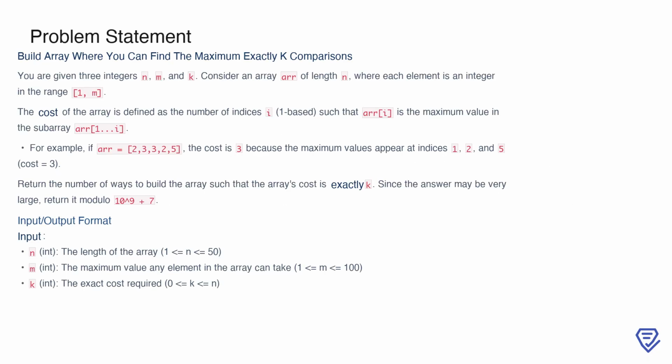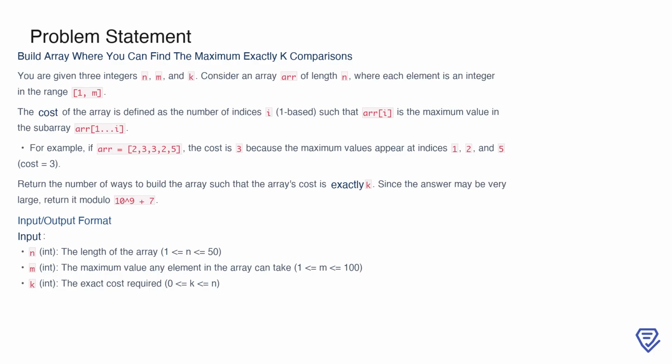In this problem, we need to construct an array of length n where each element lies within the range of 1 to m. The challenge comes from the concept of cost. The cost of the array is determined by the number of times a new maximum value appears as we move from the start of the array to its end. For example, if the array is 2, 3, 3, 2, 5, the maximum value changes at indices 1, 2, and 5, giving a total cost of 3.